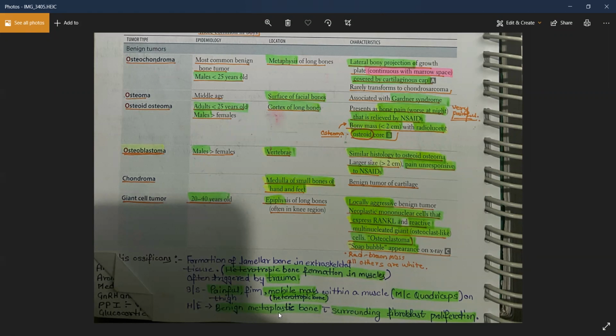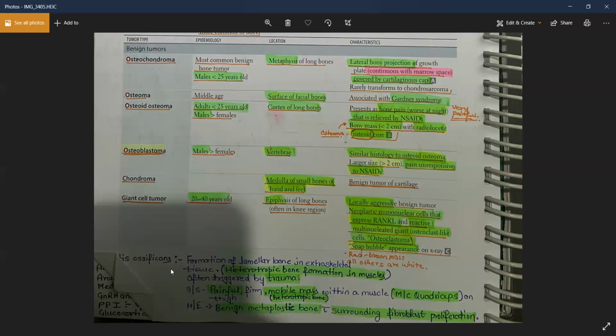On histology, you can see metaplastic bone formation. A benign metaplastic bone surrounded by fibroblast proliferation is what you will see on microscopic examination of the patient. So, any doubt on myositis ossificans?